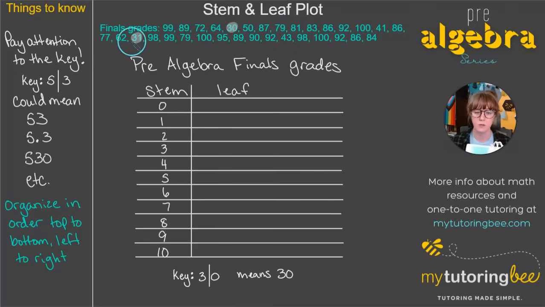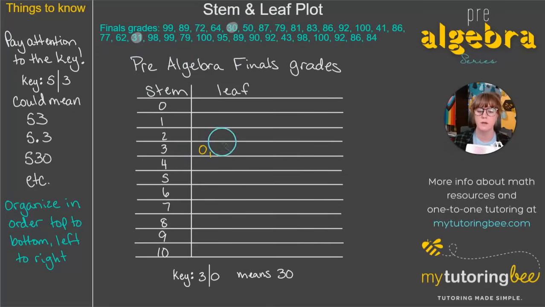And I think those are the only 2 that I have. So I've gone through and I've highlighted all of the grades that would fit this stem, the stem of 3. And now I'm going to look at the ones place and fill in the ones place in the leaf section, starting with the lowest number. So 30 is my lowest number, so that's going to be represented with a 0 here.